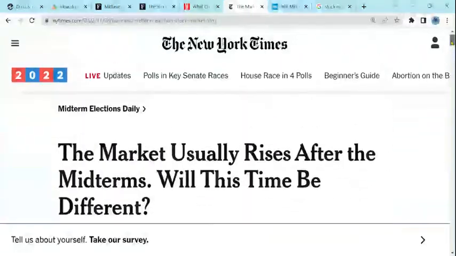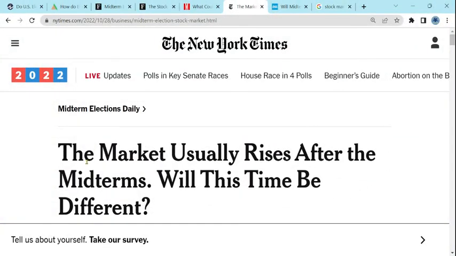Again, this is an article in the New York Times about whether the results of the 2022 midterm elections will affect the markets differently this time, although the market usually rises after the midterms. And again, I'll put the direct link to this article in the description box below, and you can read it in more detail at your leisure. So I hope that all helps.